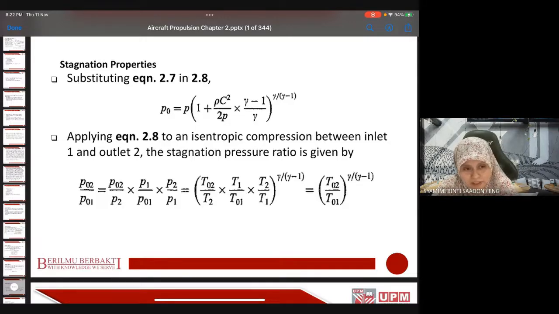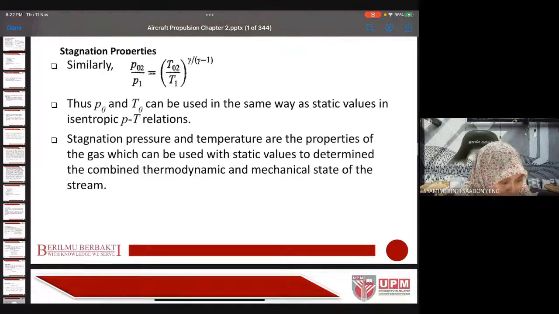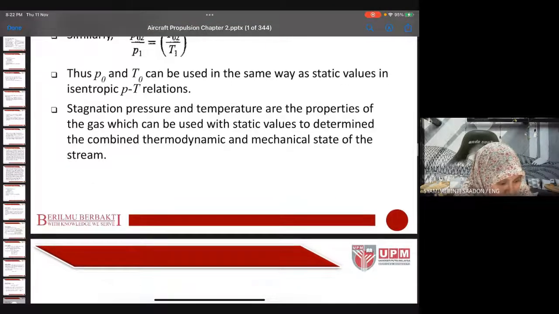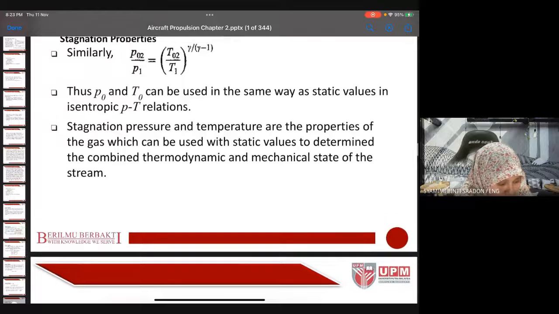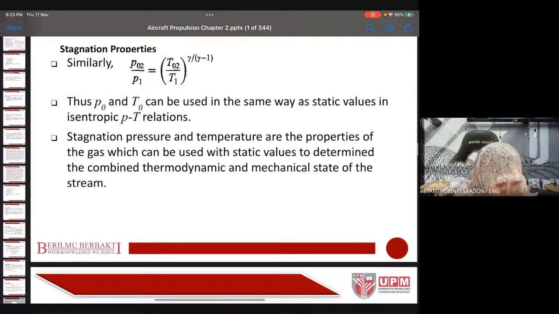So the total pressure exiting the compressor, the ratio of the pressure, can be linked with the ratio of the temperature, inlet and exit of the compressor or any other component. So macam ni pun boleh. So ada banyak lah dia punya ni of gas which can be used with static values to determine the combined thermodynamic and mechanical state of the stream. We can also use both at the same time, the stagnation properties with the static properties. Relation pun valid juga.